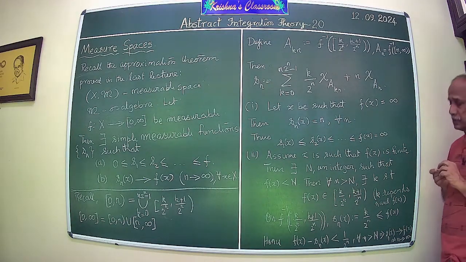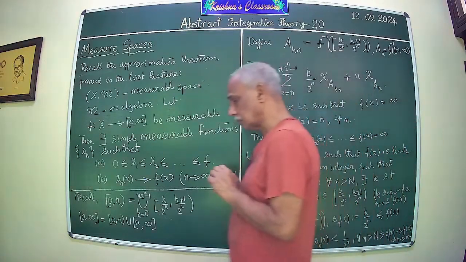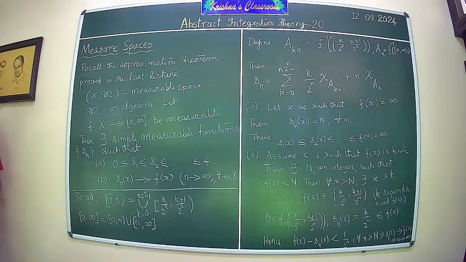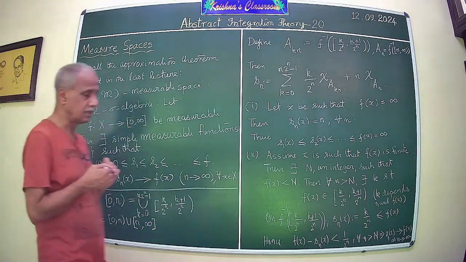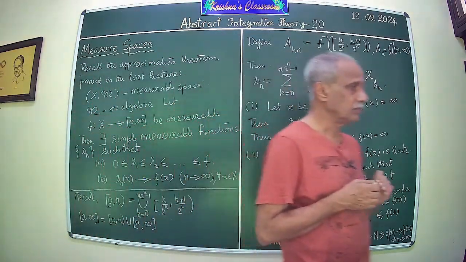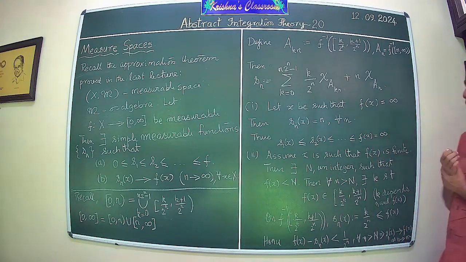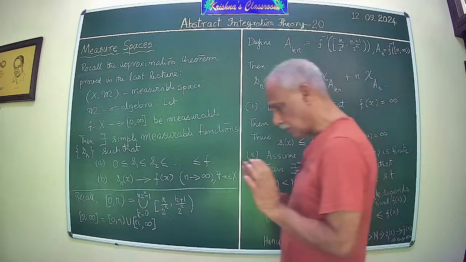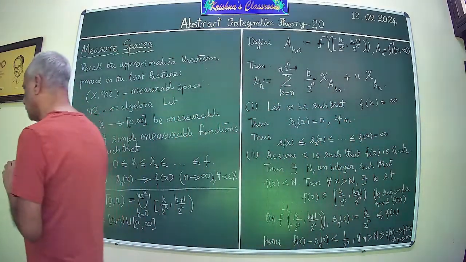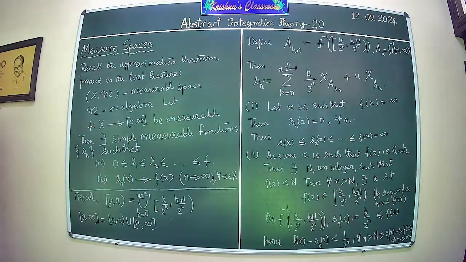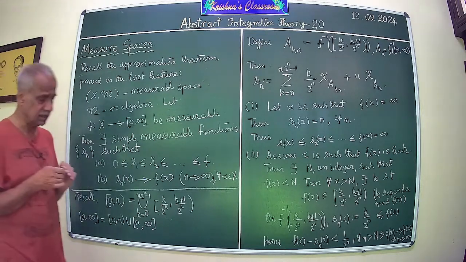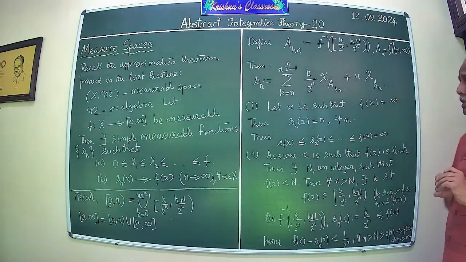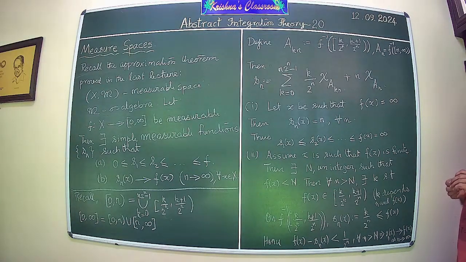The topic that we discuss today is so-called measure spaces. Measure spaces are measurable spaces with a measure defined on it. Now, before we come to that, I'll revisit the proof of the theorem that I introduced in my last lecture.